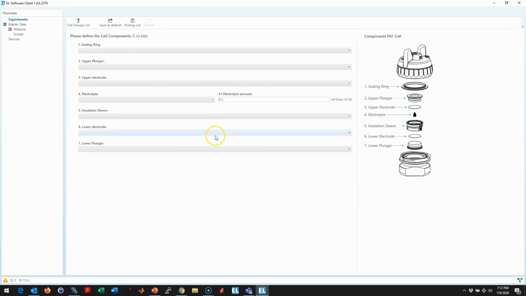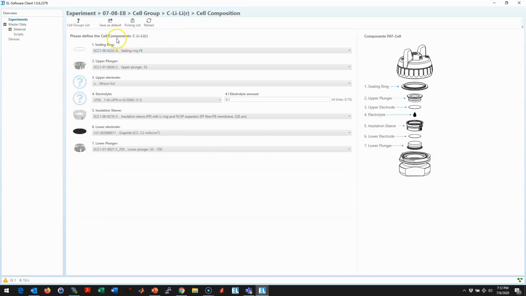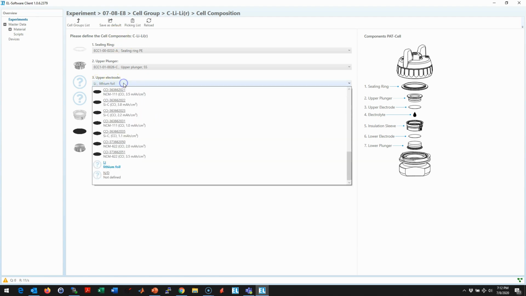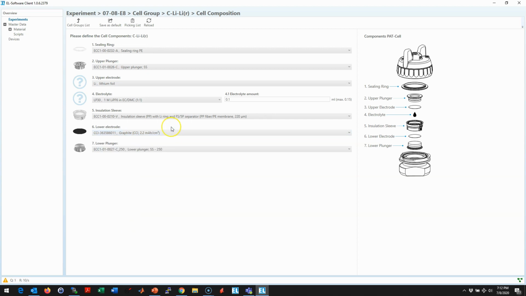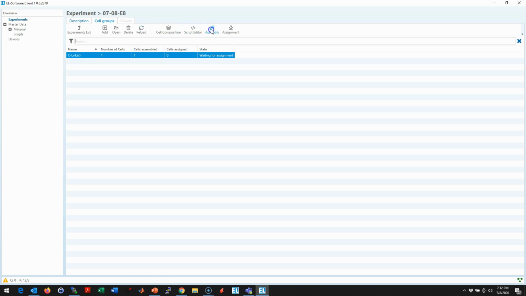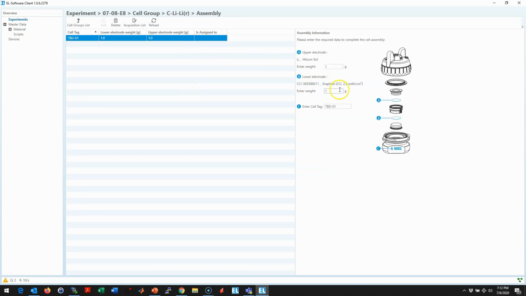We check the cell composition. So the upper electrode is lithium foil and the lower electrode is graphite. It's just the same we have used in the previous experiment, so we don't have to change that here. And then we go into the assembly view, put in the weight of the graphite electrode, 0.02, and enter the cell tag, which is A0001.